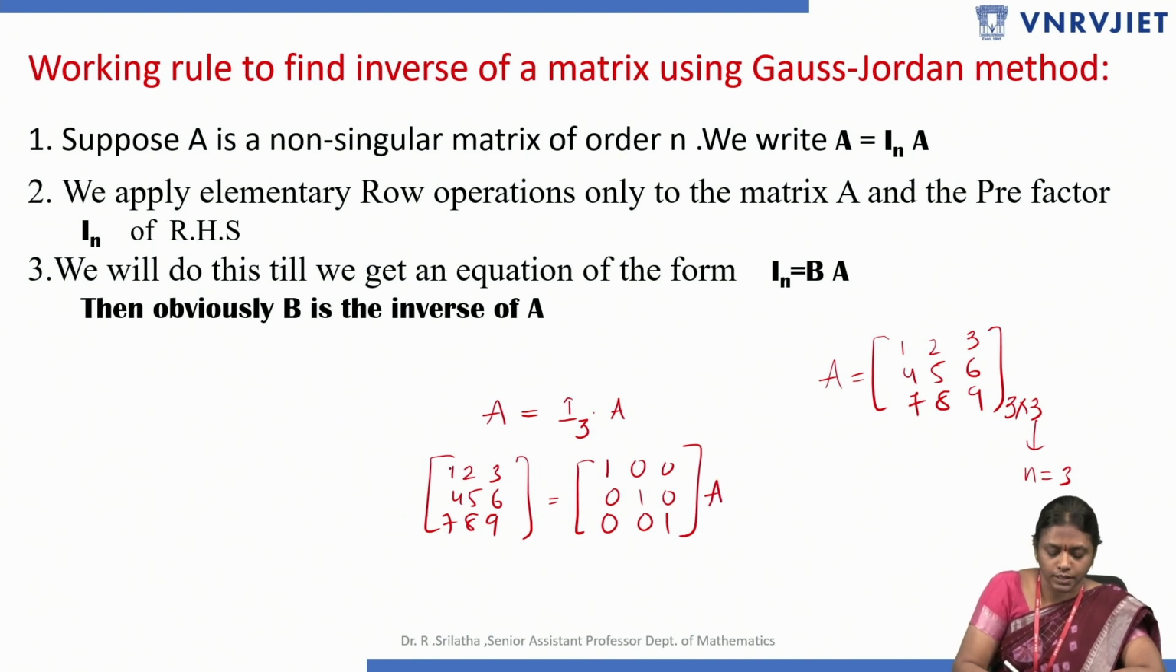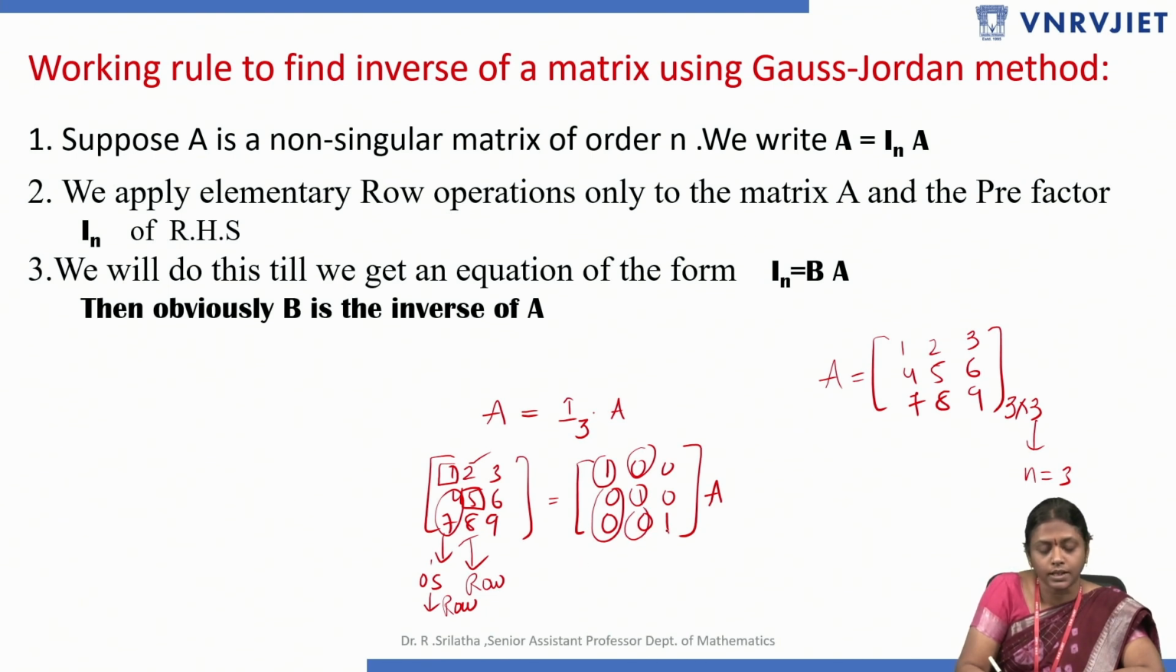Here we implement the elementary row operations for the diagonal elements. The first step is, with the help of this element, I make the elements below it equal to zero with row operations. Whatever row operations we implement on the LHS, the same row operations we implement on the prefactor matrix on the RHS. The second step is, with the help of this A22 element, I make the elements above and below it equal to zero with row operations. Again, the same operations are applied to the prefactor matrix, the identity matrix, on the RHS.